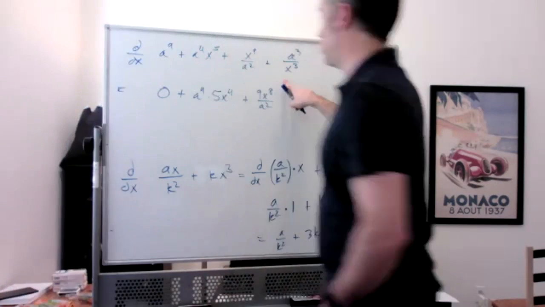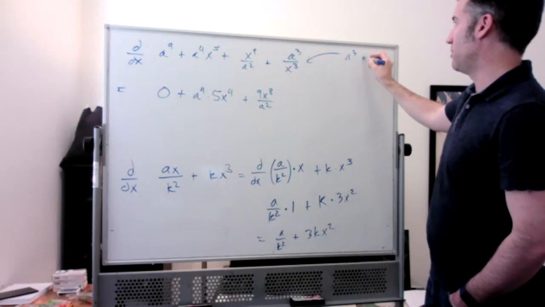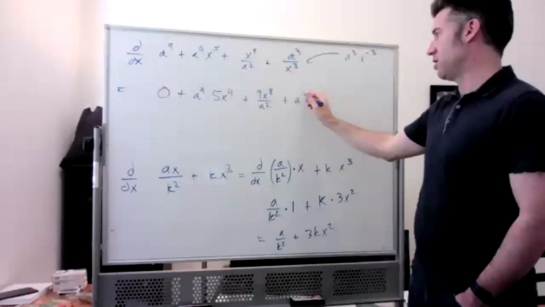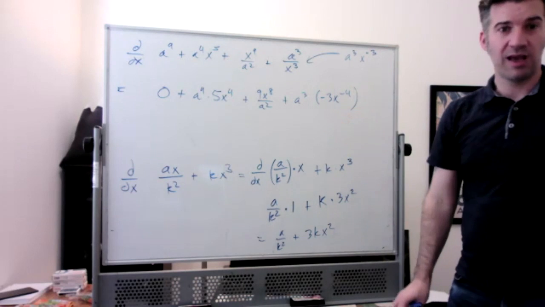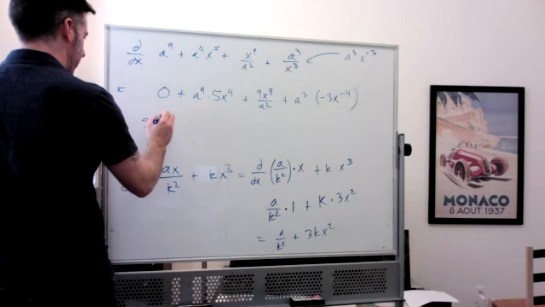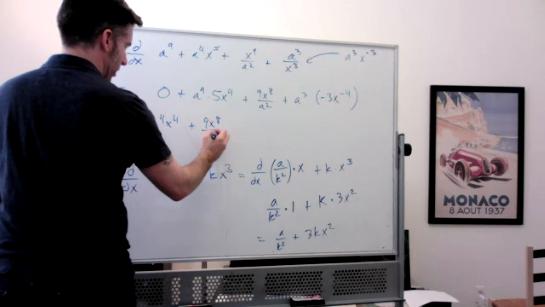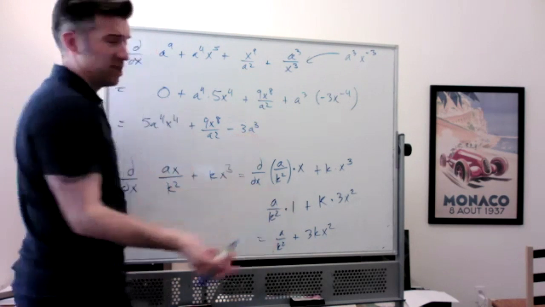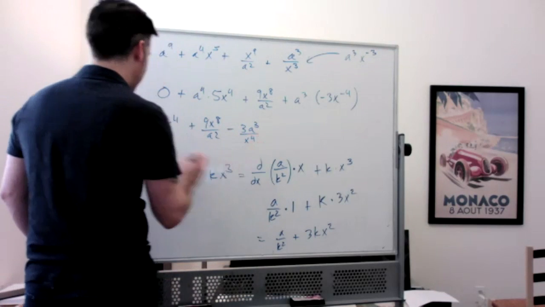And finally, this one, I do have to think about rewriting it for a second. I know that that part is a cubed times x to the negative 3rd. So its derivative is a cubed times negative 3x to the negative 4th. And then you could simplify a tiny bit. This would be 5a to the 4th x to the 4th plus 9x to the 8th over a squared minus 3a cubed. You can write it as a cubed times x to the negative 4th, or you can write it as a cubed over x to the positive 4th. Either way is fine.